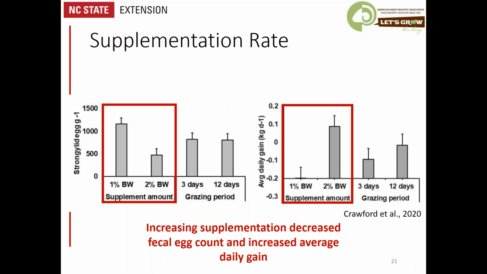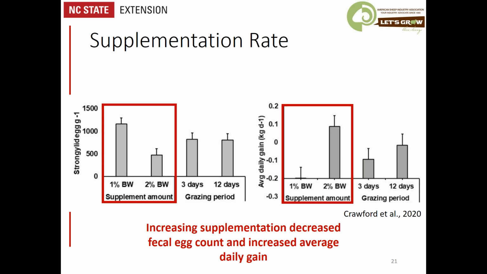Another way is to just supplement more. We can just feed more. And by feeding more, we can decrease parasite burden and improve the performance of our animals. So in this study, they were supplementing with a corn soybean meal and then fish meal supplement. So they were adding that fish meal for that rumen bypass protein. And so by just increasing that supplementation amount from 1% of their body weight to 2% of the body weight, you can see the fecal egg count dropped, almost was cut in half or more.